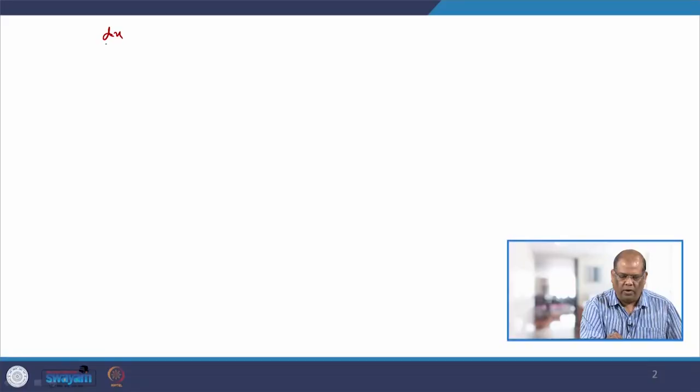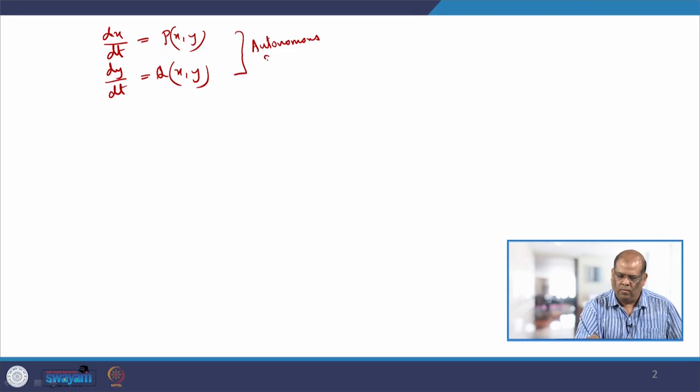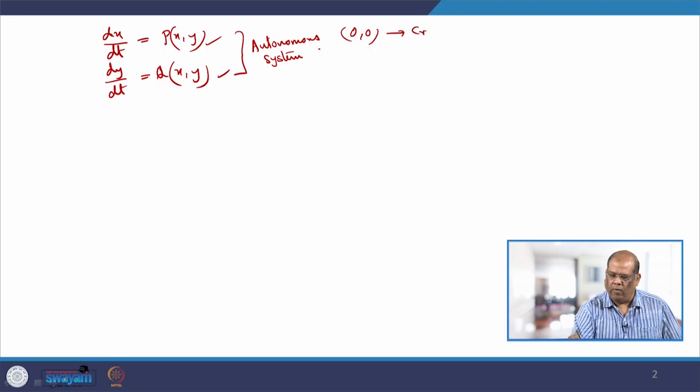So, in this particular lecture, I will give a rigorous mathematical proof that when two eigenvalues are real and negative, they will give you a stable node. So, to start with, we take the differential equation, and dy dt is equal to Q(x, y). This is an autonomous system. That means the right hand side does not depend explicitly on t. I take (0, 0) to be the critical point or the equilibrium point.